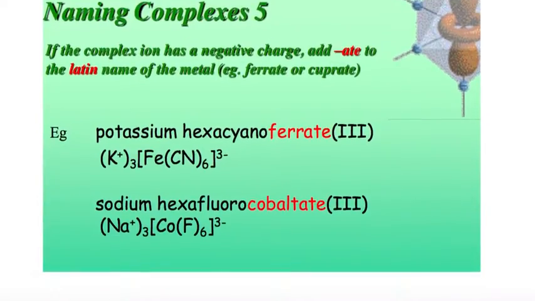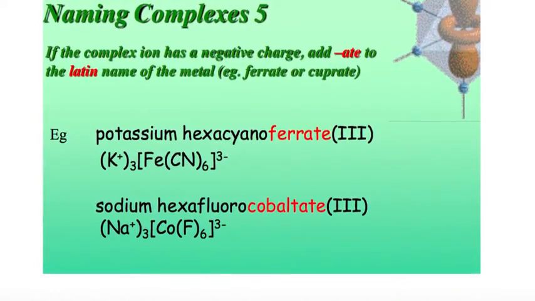Next step, if the complex ion is not a cation, in this case if the complex ion has a negative charge, then we add -ate. So you have to remember, if it is the cation, we add a Roman numeral to its oxidation state. But in this case, if the complex ion is the negative ion, then we add the term -ate to it.